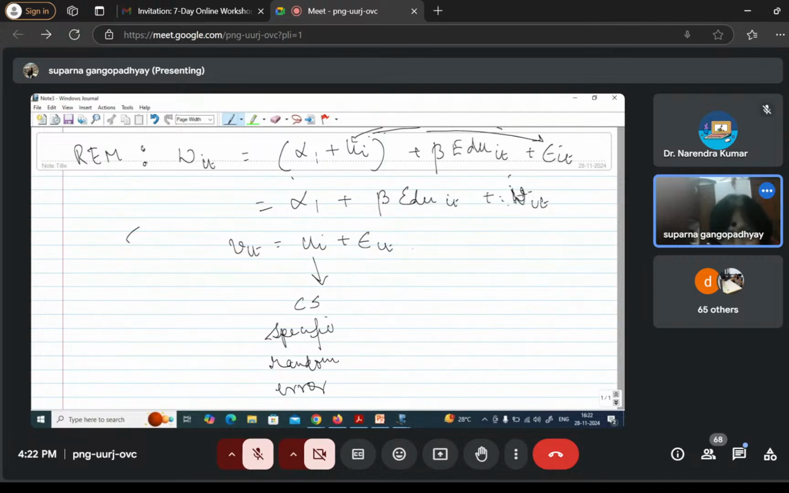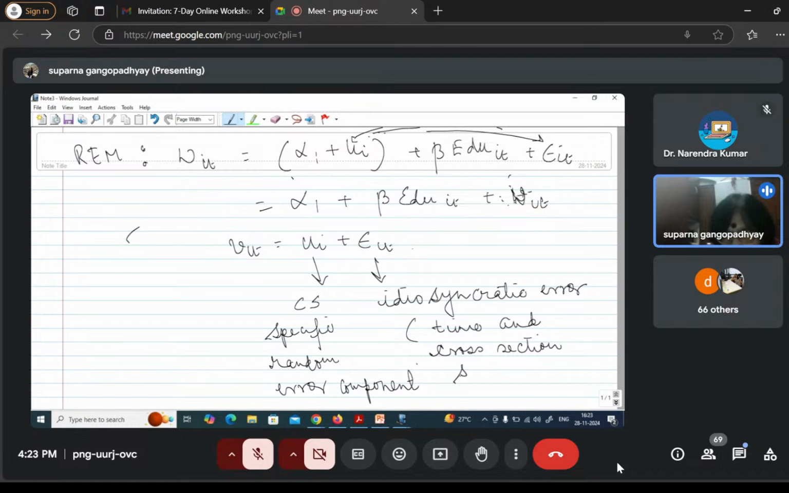Clear? Error component. This is the cross-section specific error component. And epsilon means individual specific. This is the idiosyncratic error, which means it is both time and cross-section specific. Clear? So I'm breaking it down: it can vary over time, and it can vary over cross-section.